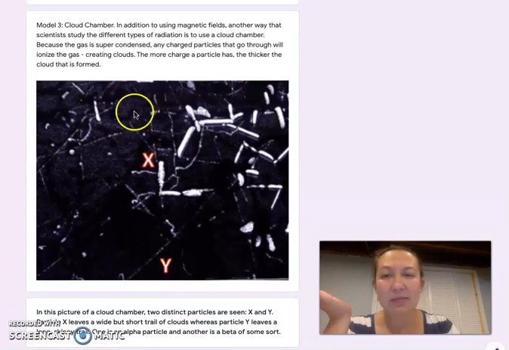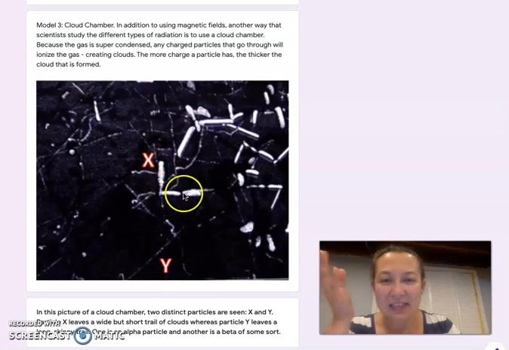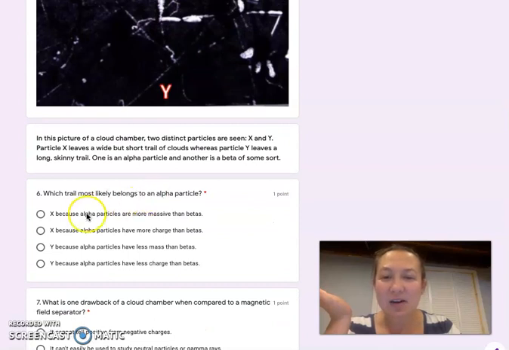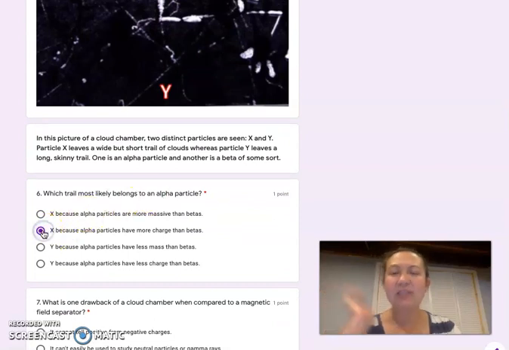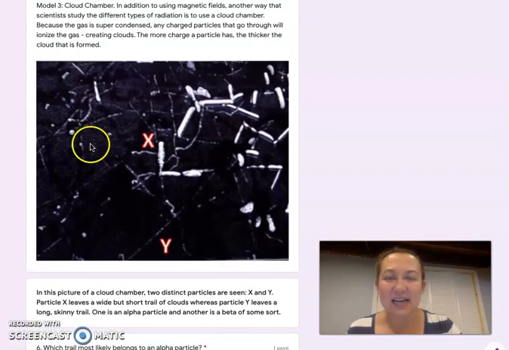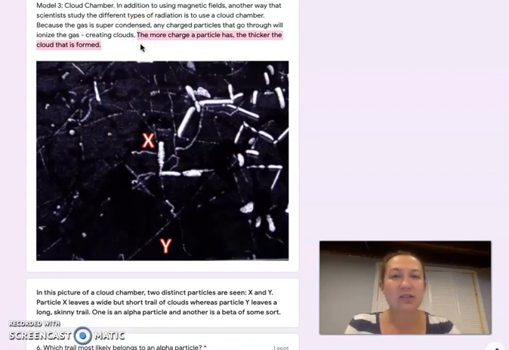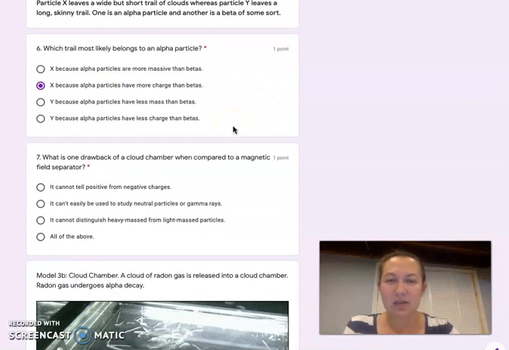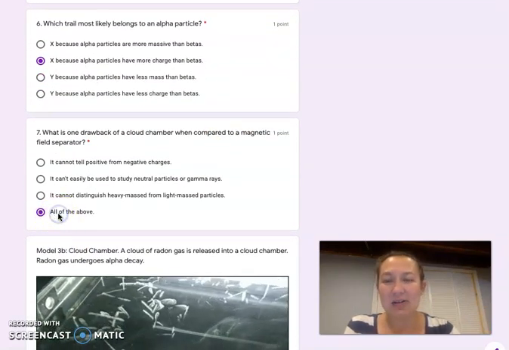Similarly, in this problem with Model 3, X, these thick alpha particles must be the alphas because these are more charged. Notice that you don't have to know the charge relationship here. It says in the text, the more charge a particle has, the thicker the cloud that is formed. You should know that an alpha particle has +2 charge, so it has more charge than either a plus or minus beta. A drawback is that, well, all of the above.